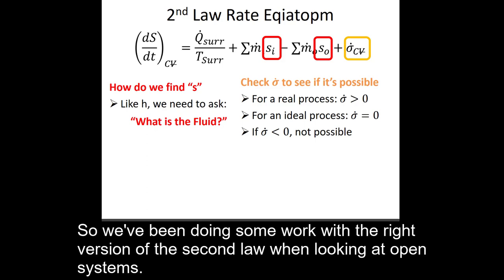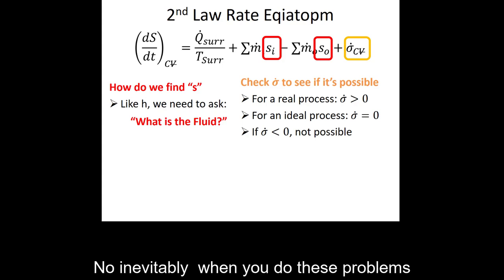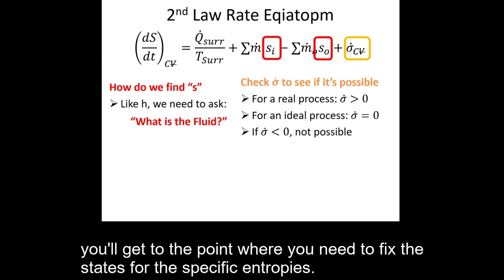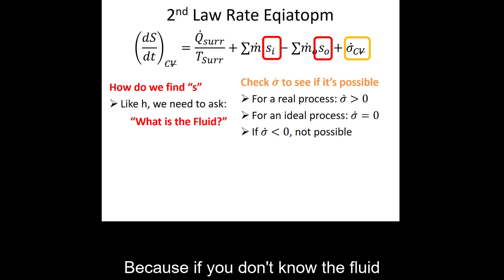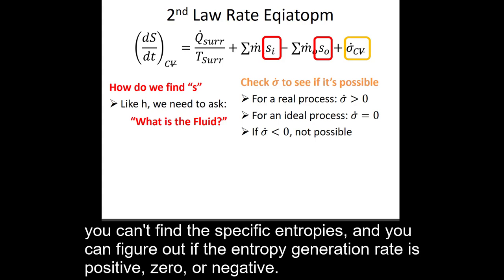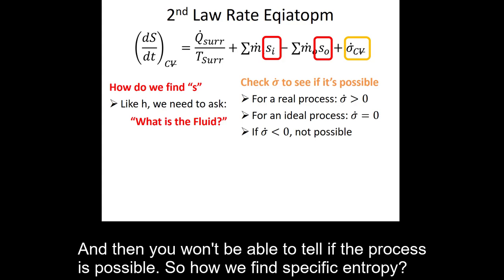So we've been doing some work with the rate version of the second law when looking at open systems. Now, inevitably, when you do these problems, you'll get to the point where you need to fix the states for the specific entropies. At that point, you need to ask yourself, what's the fluid? Because if you don't know the fluid, you can't find the specific entropies, and you can't figure out if the entropy generation rate is positive, 0, or negative. And then you won't be able to tell if the process is possible.